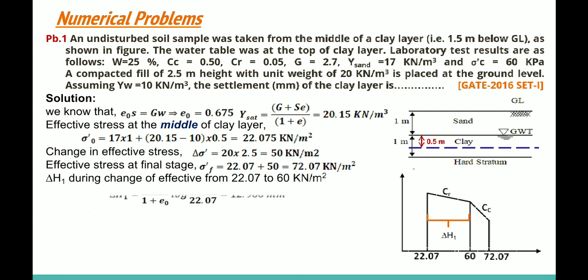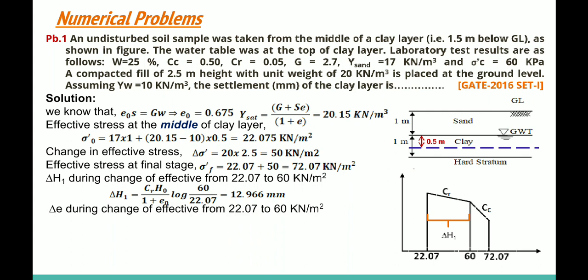So we have all this data. We have the CR value, we have the H naught, we have the e naught value. So we can calculate, and we get 12.966 mm. Similarly, we can calculate the settlement for the second case, 60 to 72.07. So we can calculate delta H2.